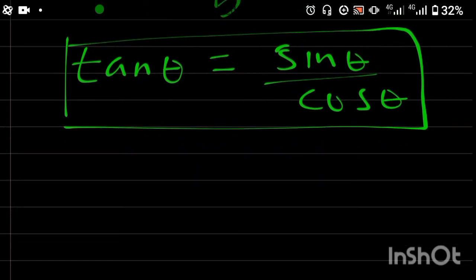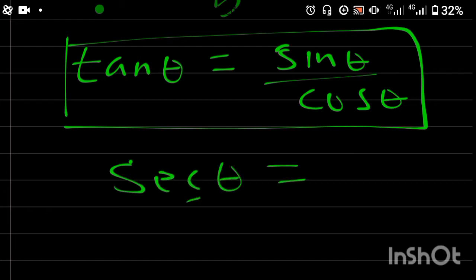But there are some other trigonometry ratios I can define. Let's talk about sec theta. Always take note of the third letter in sec theta, cosec theta, and cot theta. The third letter is the beginning of another trigonometry ratio. Like C is the beginning of cos. Therefore, sec theta is equal to 1 over cos theta.